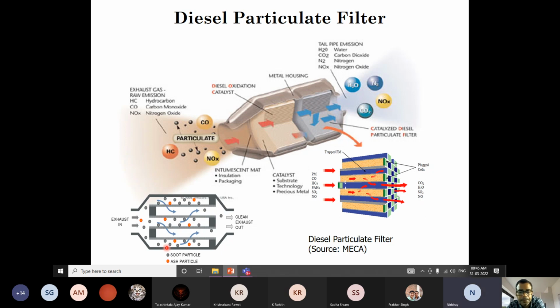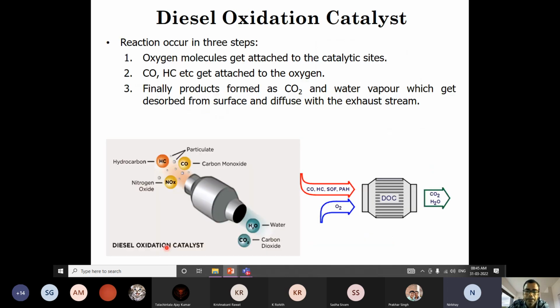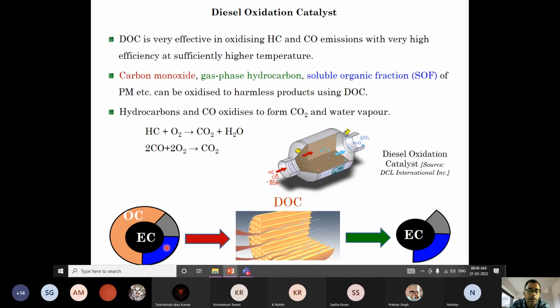Sir, in a previous slide, the term soluble organic fraction was mentioned. That is the organic fraction of the carbon that I was discussing on the solid soot particles. The hydrocarbons are deposited on the solid particles. We call that the organic fraction, and the solid carbon particles are called elemental carbon particles.